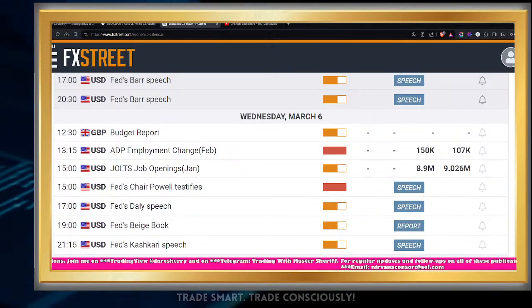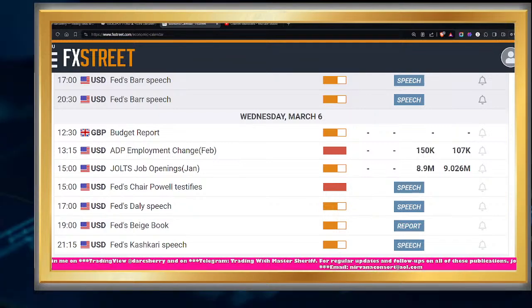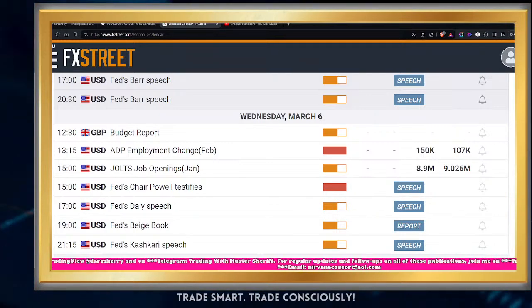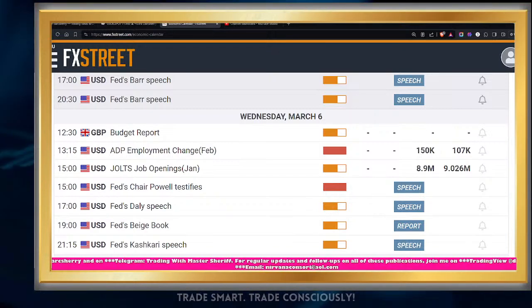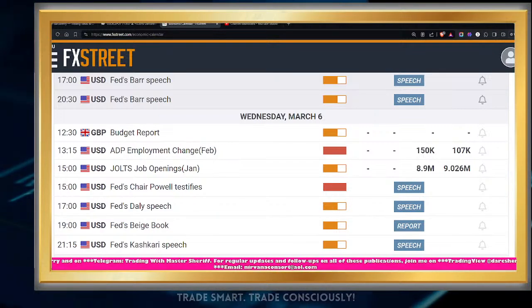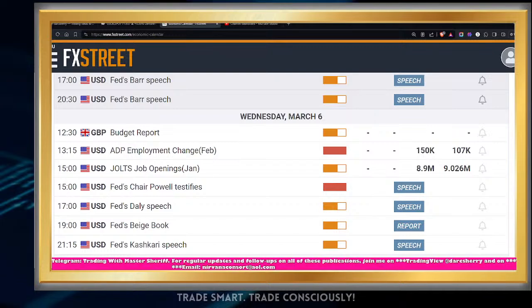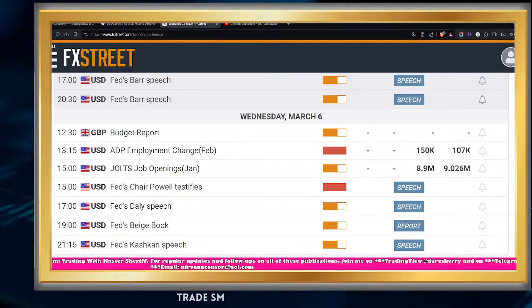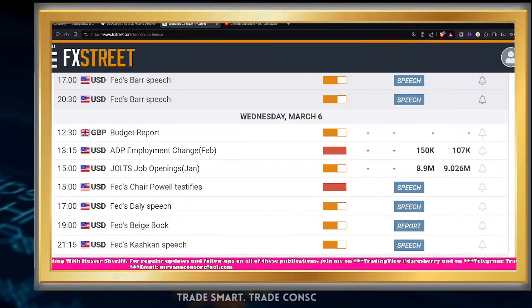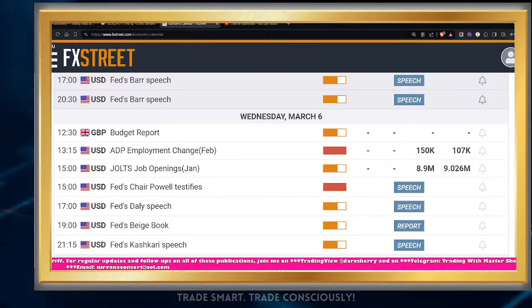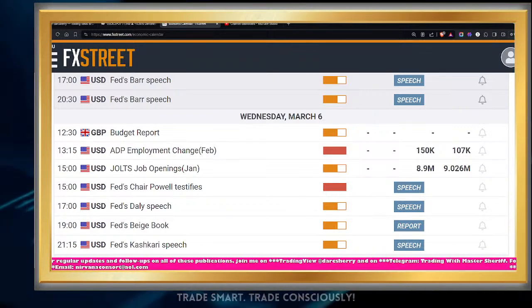Now, for those of us who do not know what this is, the ADP employment change is a monthly economic report that provides an estimate of the change in non-farm private employment in the United States. A positive ADP figure indicates job growth, which often boosts market sentiment as it suggests a healthier labor market, while a negative figure may lead to concerns about economic slowdown and weigh on the market sentiment.